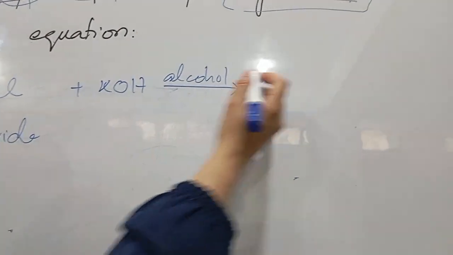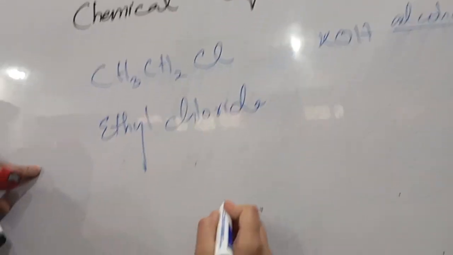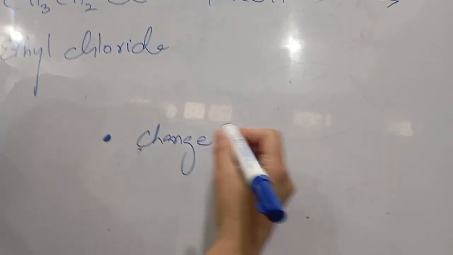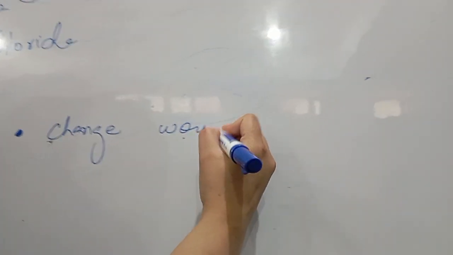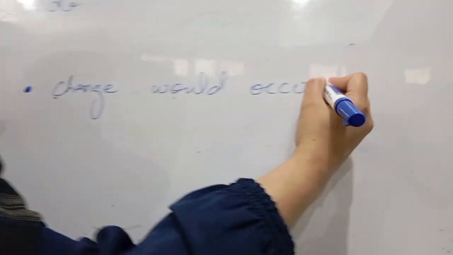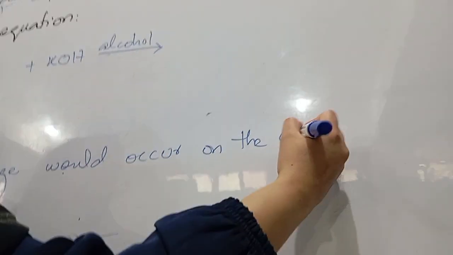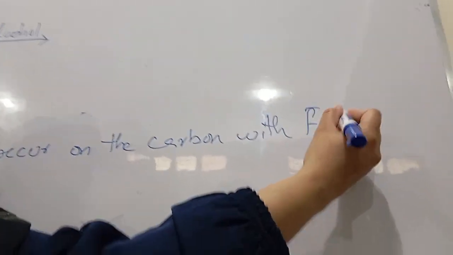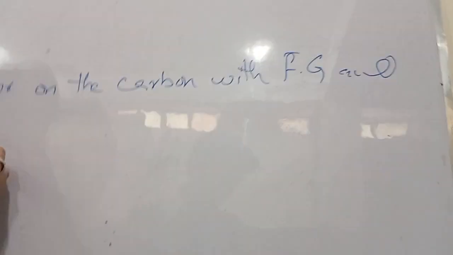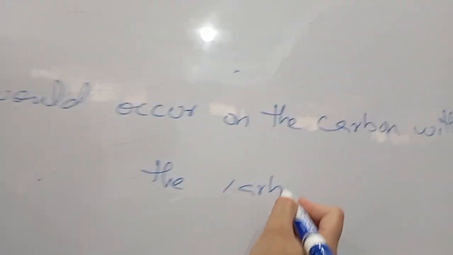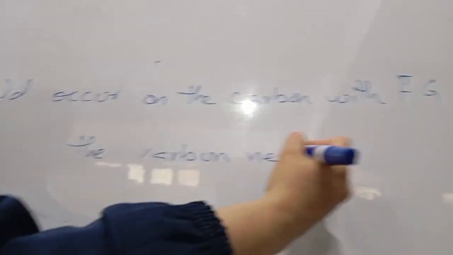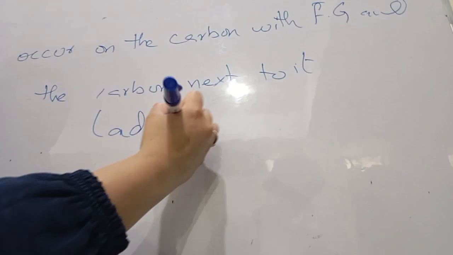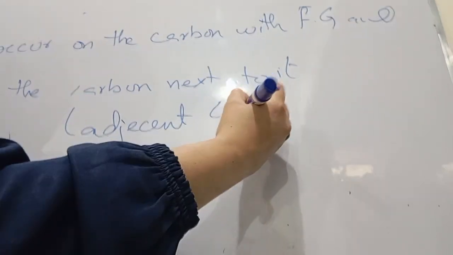So what will happen now? The rule is that in a chemical reaction the change will occur only on the carbon with the functional group. Always remember this. This must be kept in your mind whenever you are writing a chemical equation for organic compounds. The change would occur on the carbon with the functional group and the carbon which is next to it, meaning the adjacent carbon. Is it clear?